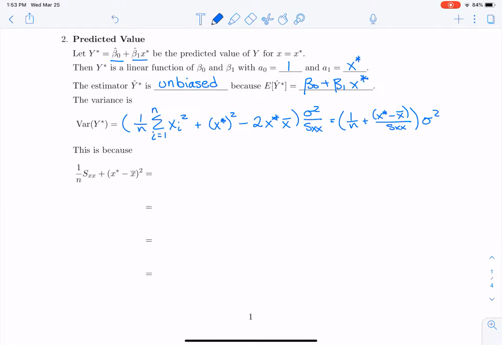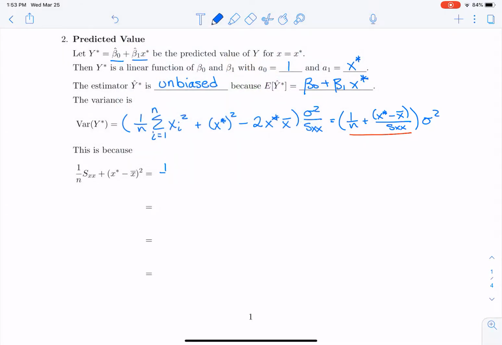So why is that the case? Well, I'm going to show you how to manipulate 1 over n plus s_xx times (x star minus x bar)². Essentially, I'm going to show you how to manipulate this term if I multiplied it by s_xx.